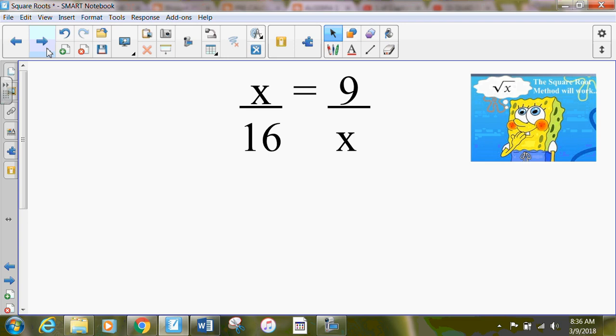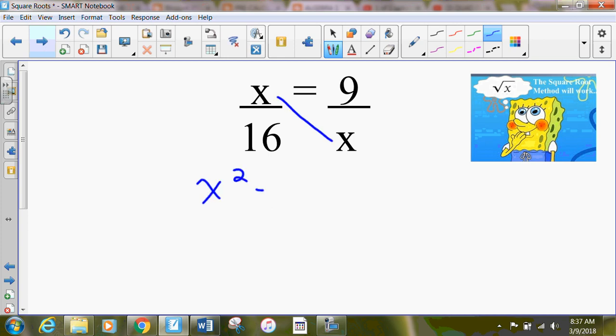All right, so this is a proportion, and we're going to solve it the same way that we did when we looked at proportions that were linear. We're going to cross multiply. So x times x is x squared, and 9 times 16, that's 54, carry the 5, that's 144. I need a calculator. All right, and then bam, look where we're at. X squared equals 144. I know how to get rid of that square, don't you?